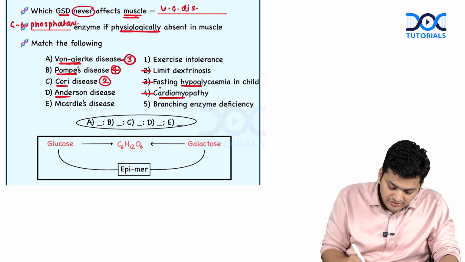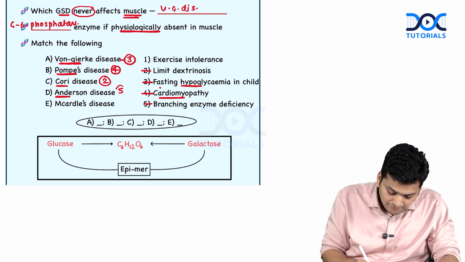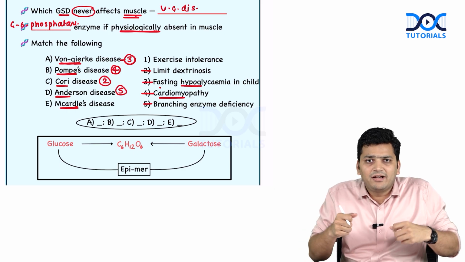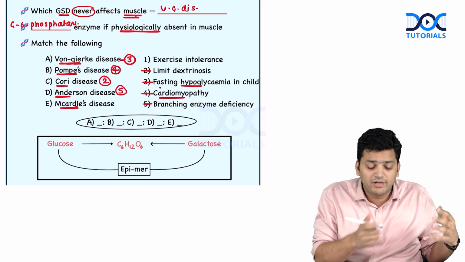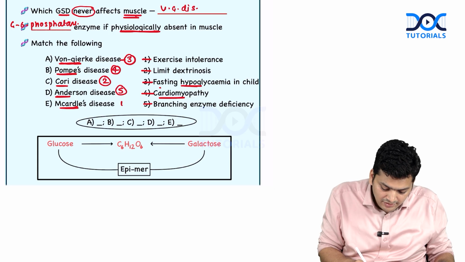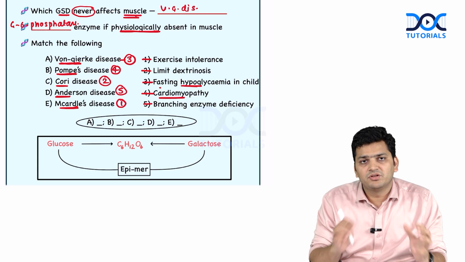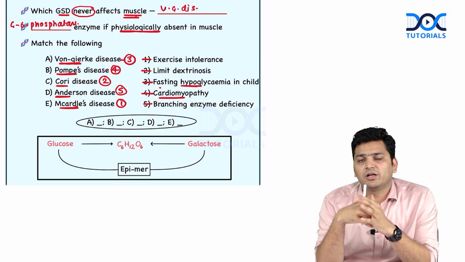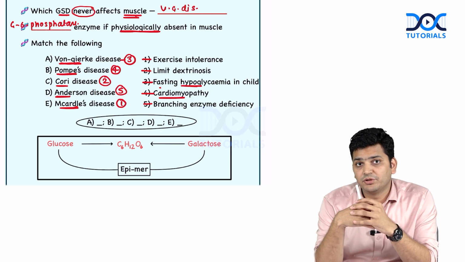Anderson, it is due to deficiency of the branching enzyme. McArdle, the patient can't do muscle activity, right? The muscle activity followed by pain, followed by dark urine. Do you remember, Rakesh? Yes, that is McArdle disease. So this is all about glycogen metabolism, how glycogen is made and how glycogen is utilized.